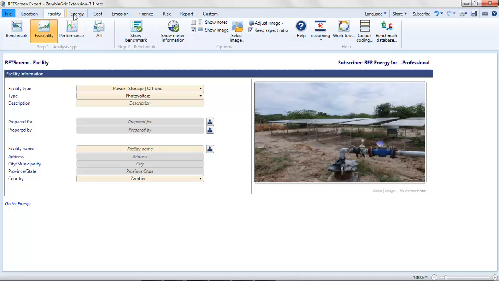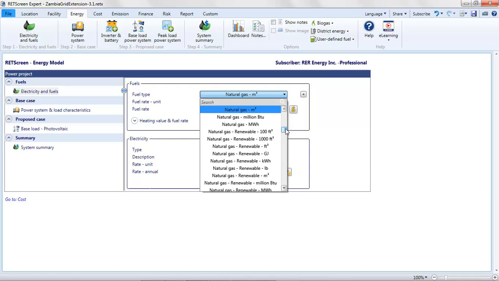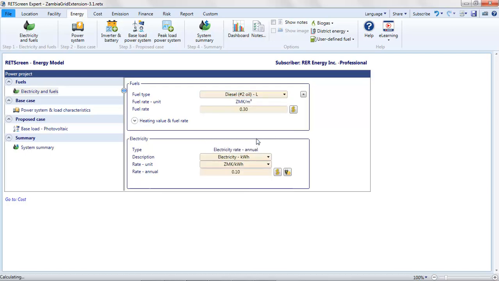All right, we'll go to the energy page and start with step 1 here, electricity and fuels. Here we can indicate that the only fuel that we're going to need, at least in this analysis, is going to be diesel. We know the price in terms of kwacha per liter. It's 30 kwacha per liter, so I will select liters as the units here and put in 30 as the fuel rate here. For the electricity rate, we will here put in the 2 kwacha per kilowatt hour.